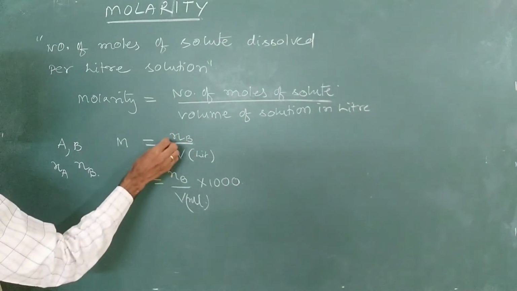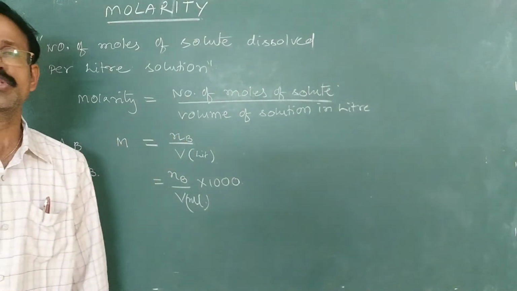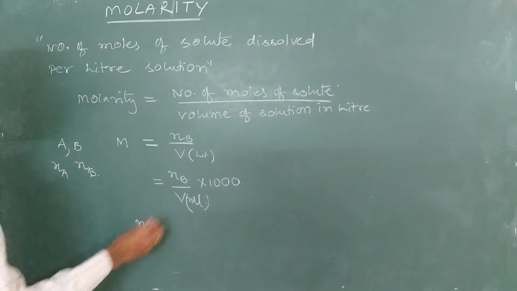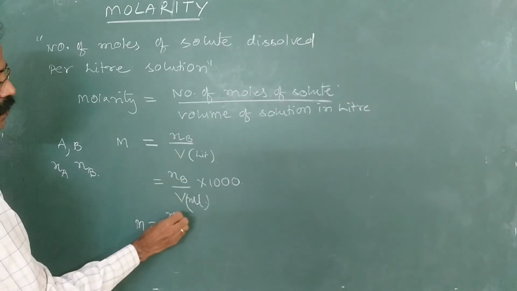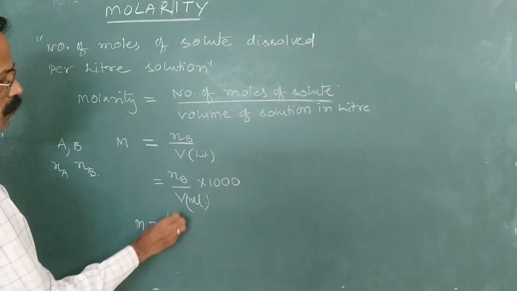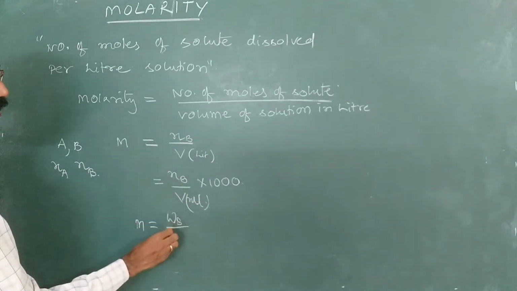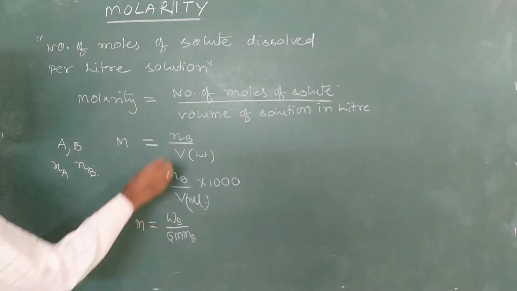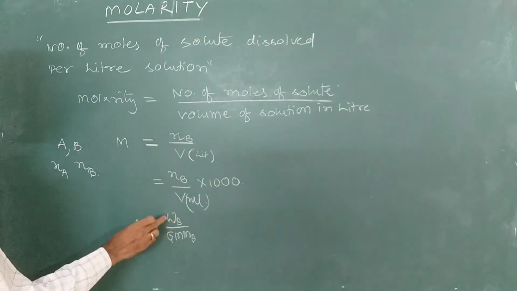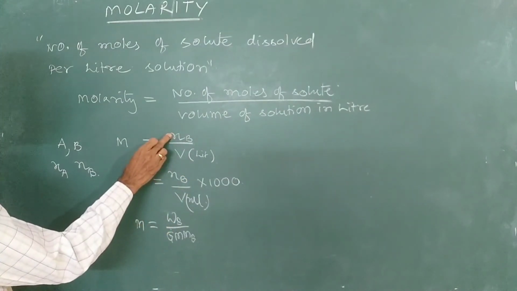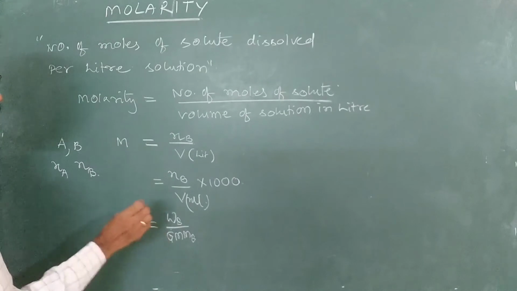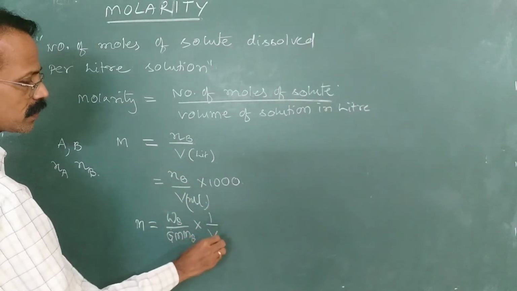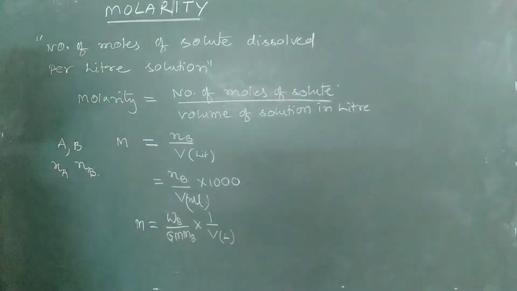Suppose the number of moles of solute is not given and the amount of solute is given in grams, then molarity is equal to the mass of solute, that is Wb, divided by the gram molar mass of solute. We have substituted the number of moles with mass by gram molar mass, multiplied by 1 by the volume of the solution in liters.